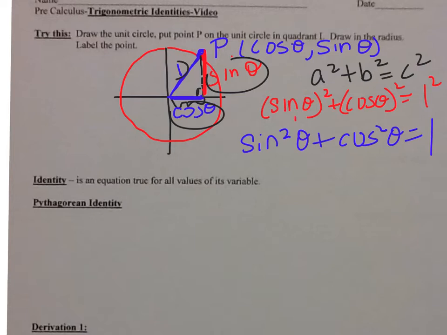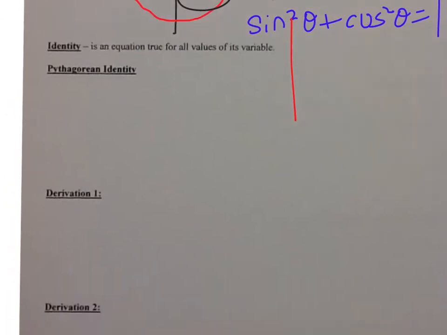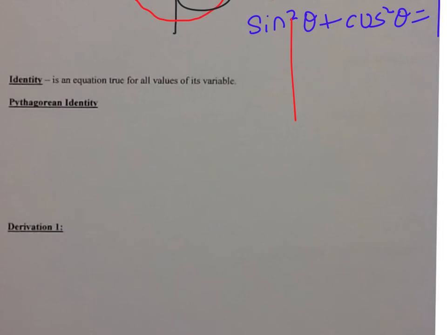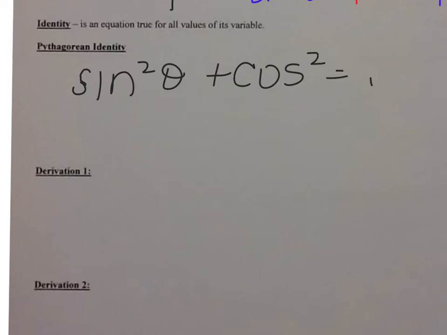So we just wrote it before. The Pythagorean identity is sine squared theta plus cosine squared theta is equal to 1. Now, it doesn't have to be sine first. You can have cosine squared theta plus sine squared theta equals 1. So it doesn't matter which one comes first because addition is commutative.